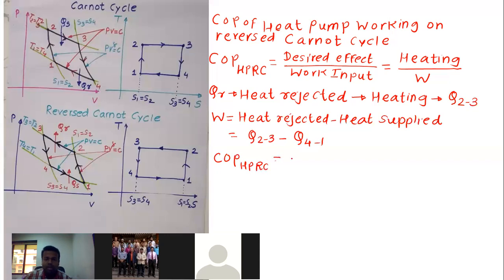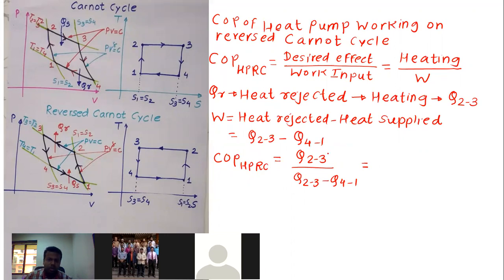So I'll now write down the formula for COP of heat pump which works on a reverse Carnot cycle. The heating term I need to write as Q2 to 3, upon W, that is Q2 to 3 minus Q4 to 1. Is that okay with this one? Yes, all of you. Only the numerator I have changed. In the refrigerator, I have taken QS in the numerator, and in the heat pump, I have taken QR in the numerator, right? These are the only changes.